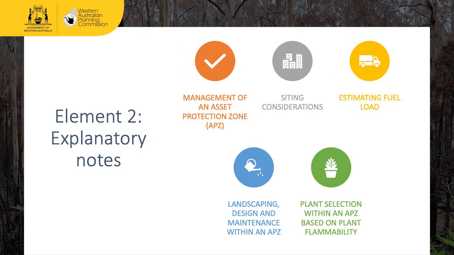Element 2 explanatory notes have been significantly expanded to provide guidance on how to manage an APZ and balance it alongside environmental considerations, how to site habitable buildings to minimise clearing, estimating fuel load, landscaping, design and maintenance within an APZ, plant selection within an APZ based on plant flammability. The proposed changes aim to align best practice of managing an APZ.